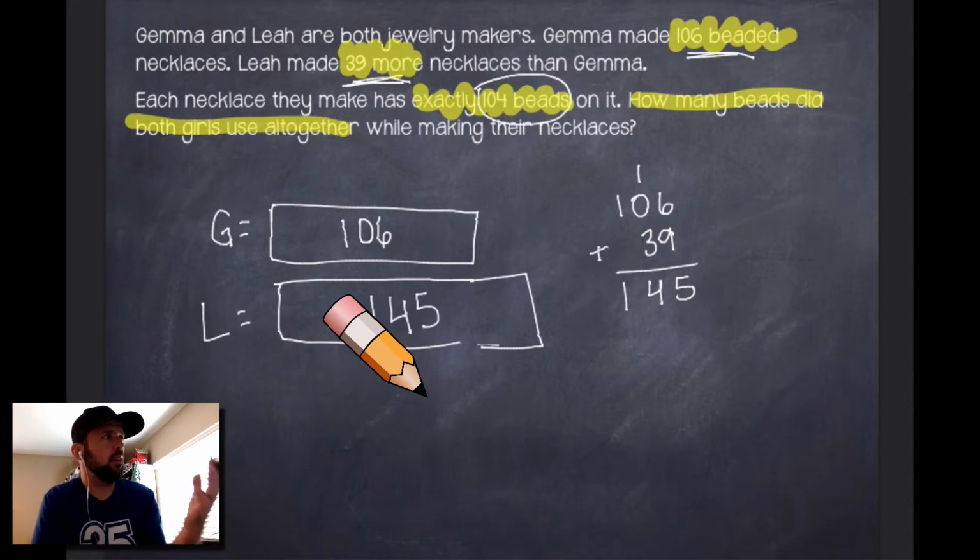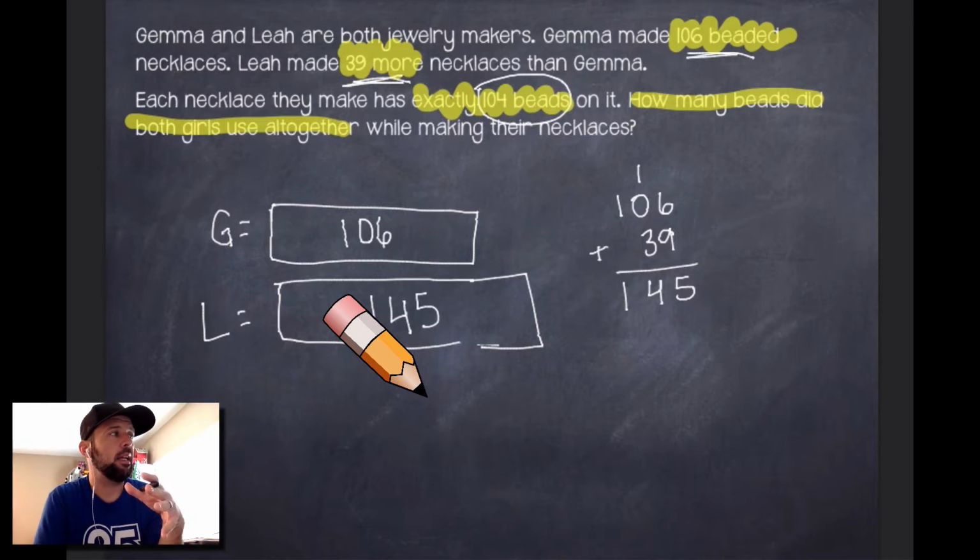So that's easy enough. Now looking at the next part though, it says each necklace they make has exactly 104 beads. How many beads did they use? So we need to figure out how many necklaces they made all together, and then how many beads are on each of those necklaces. So there are like two different approaches we could take here, right?